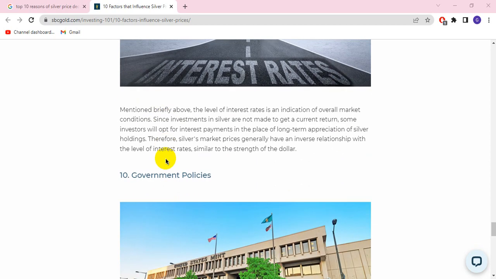Mentioned briefly above, the level of interest rates is an indication of overall market conditions. Since investments in silver are not made to get a current return, some investors will opt for interest payments in place of long-term appreciation of silver holdings. Therefore, silver's market price generally has an inverse relationship with the level of interest rates, similar to the strength of the dollar.